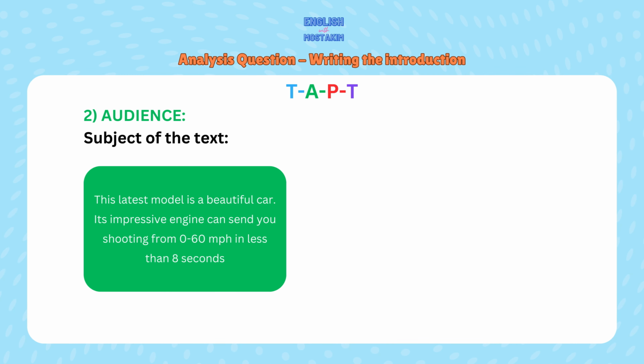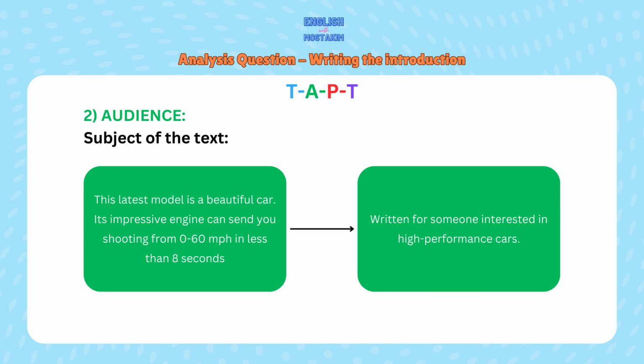So here is the answer. This text is written for someone who is interested in high performance cars. We can see that whoever has written this has gone into the depth of the performance of the car. He or she has mentioned some statistics, that it can go from 0 to 60 miles per hour in less than 8 seconds.